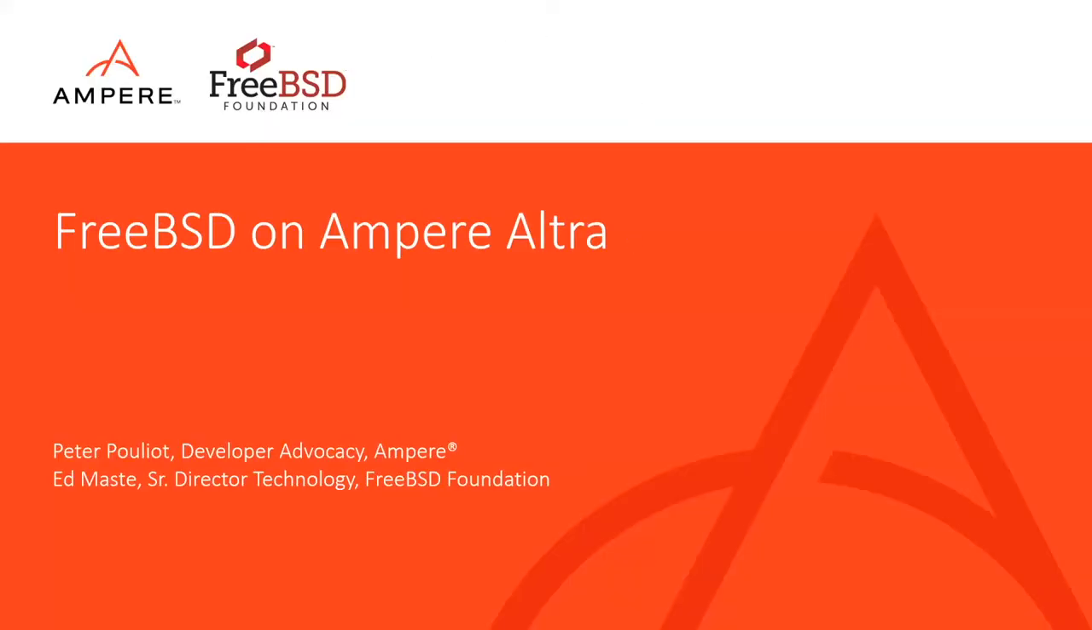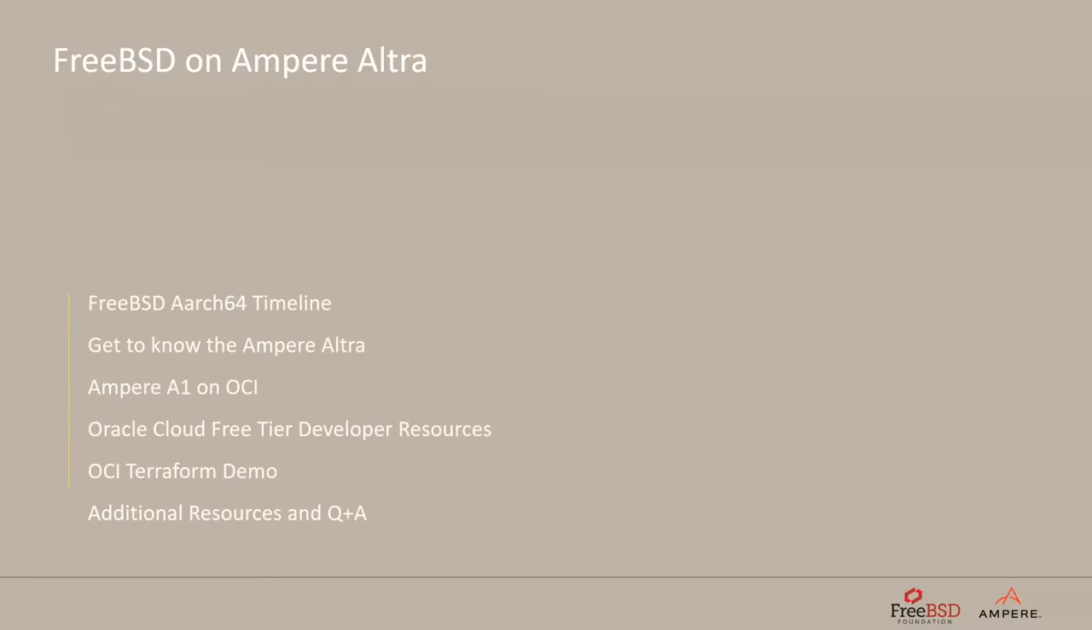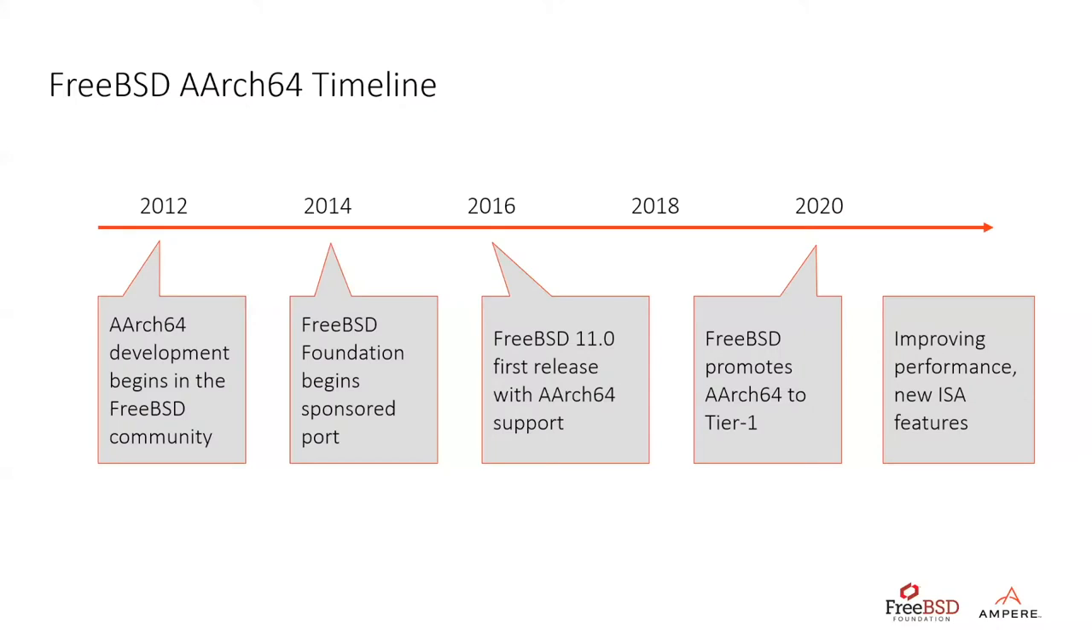Hey, everybody. I'm Peter Pouliot from Ampere Computing, and I work in developer advocacy. And I'm here with Ed Maste today to talk about running FreeBSD on the Ampere Altras, not the EMAGs. So what we're going to talk about is a little bit about the FreeBSD AArch64 timeline, a little bit of information to make you familiar with the Ampere Altra. We're going to talk about the Ampere Altra A1 instances that are freely available in Oracle's cloud infrastructure. And then we're going to use those free resources to do a demo of FreeBSD running on the Ampere Altra. And then I'll give this slide to Ed to kick it off.